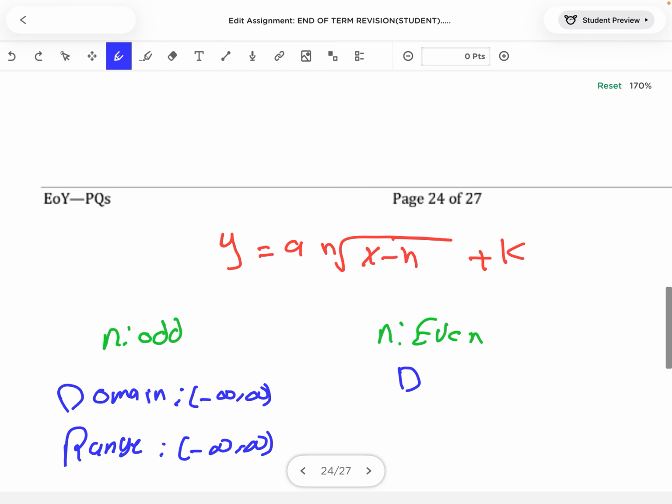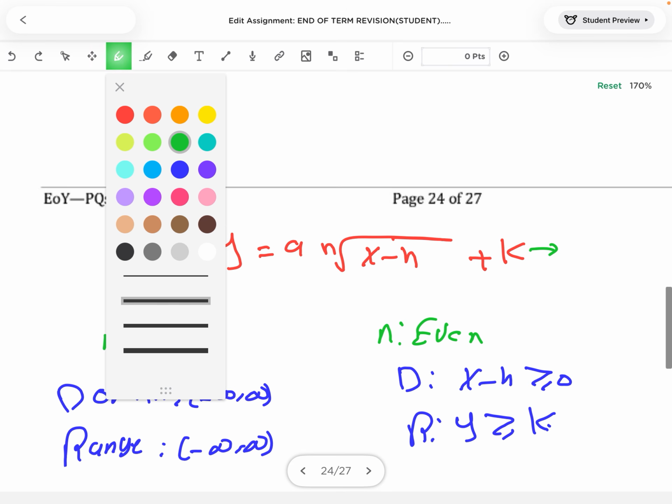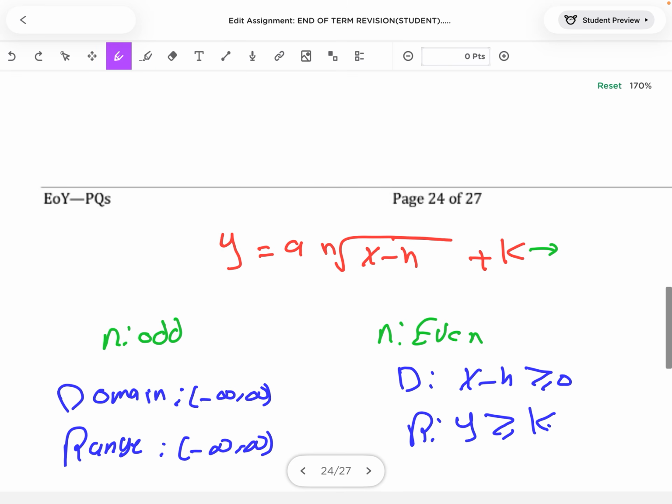For the even radical, the domain is x minus h greater than or equal to 0, and the range is y greater than or equal to k if it is positive. And we agreed this k is moving up or moving down. H, let me write it in a different color. Purple. Either we shift up, we shift down. H, either we shift right or we shift left.